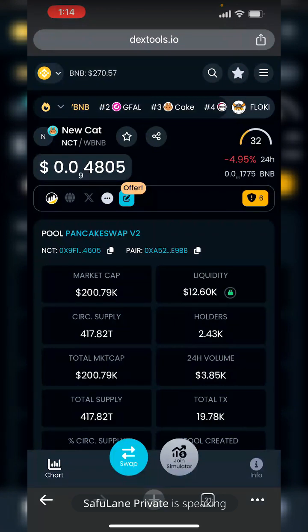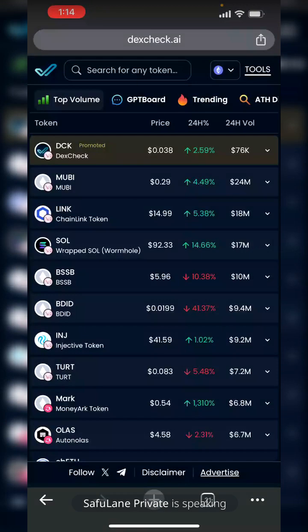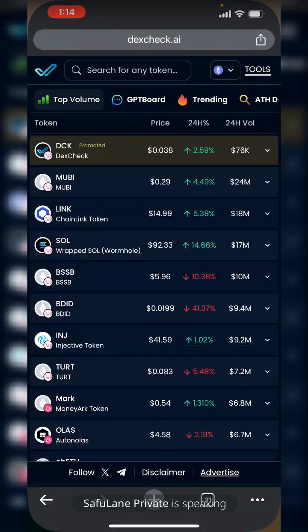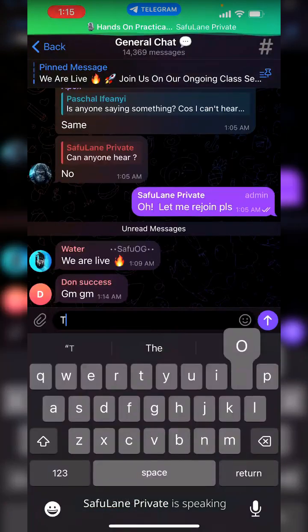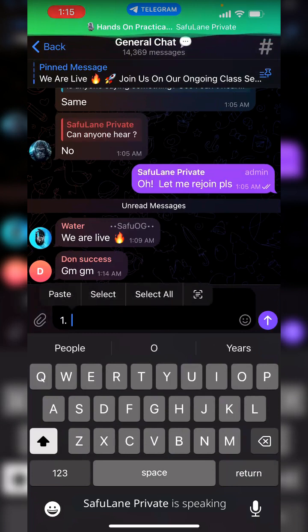So these are the tools we are going to be talking about. We already know about this one, which is Bedeye for Solana. Right here we are going to be talking about this particular tool, deskcheck.ai. So let me copy it, then send it to us. I'm going to be sending it to us in our project group. So, tools to take note of: tools for DeFi analysis. Now I'm going to be updating this.